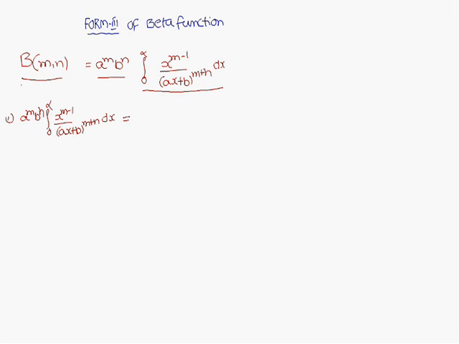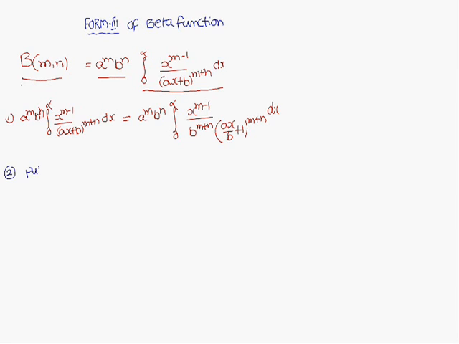This one you can rewrite as a^m b^n integral 0 to infinity x^(m-1) by, now you take b common, then you come across b^(m+n). So (ax/b + 1) whole power m+n into dx. In the next step, what you are going to do is the substitution.